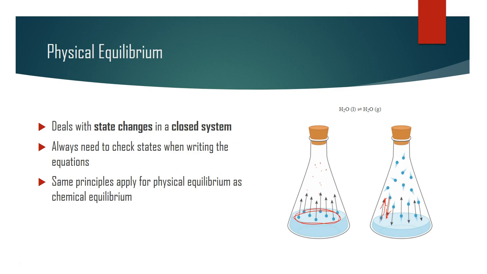Okay, so when we do this, we need to check the states if we're looking at a physical equilibrium or if we're looking at a chemical equilibrium. Okay, because if we're looking at something like this with the equilibrium arrows, we can see we're going from liquid to gas here. It's telling us straight away that it's a physical equilibrium.